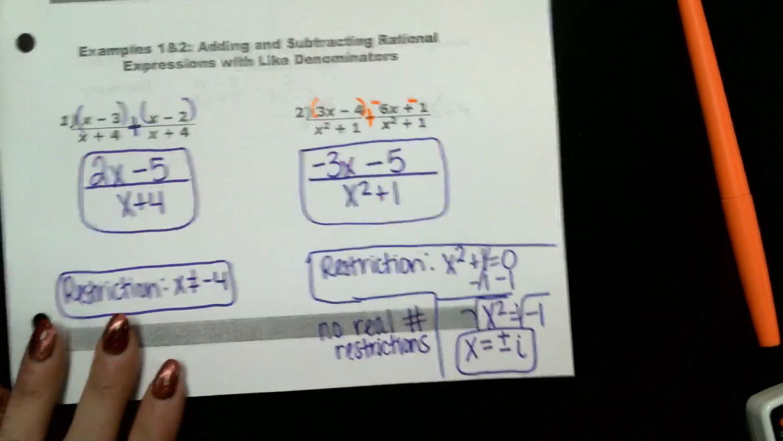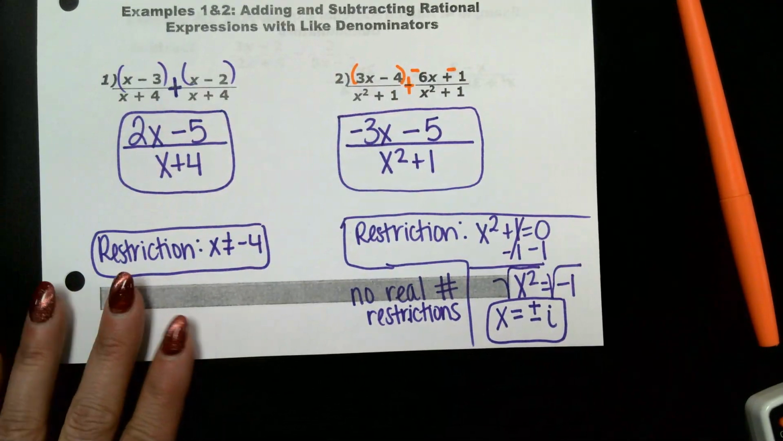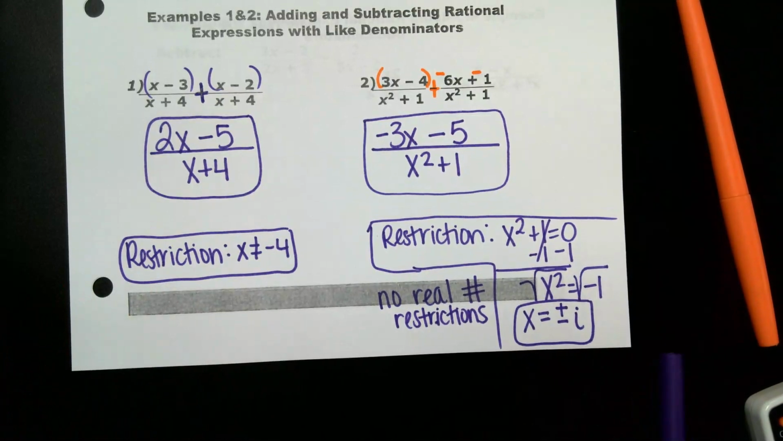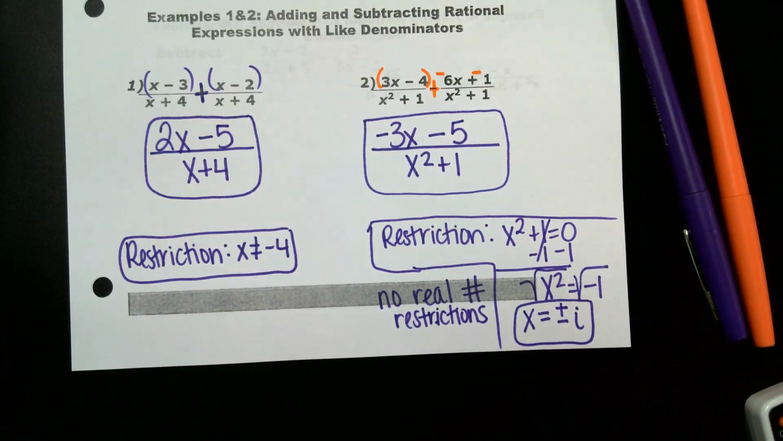Now, like I said, those two were real nice, because they were nice and easy since they already had a common denominator. The rest of these notes, nothing is going to have the same denominator. So we're going to learn how to find a common denominator. And I'm going to tell you right now, it can be a lot of work. So you guys need to make sure you're paying attention.